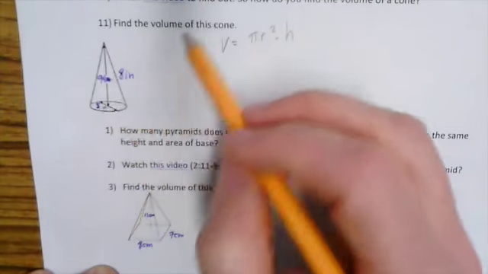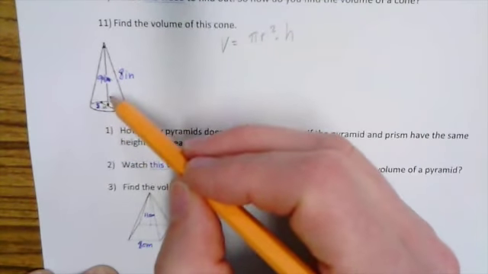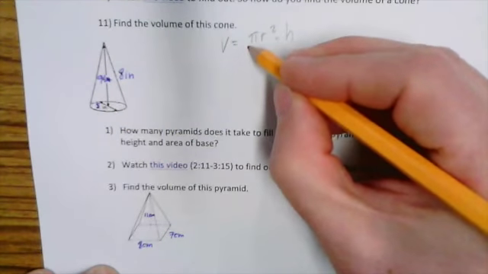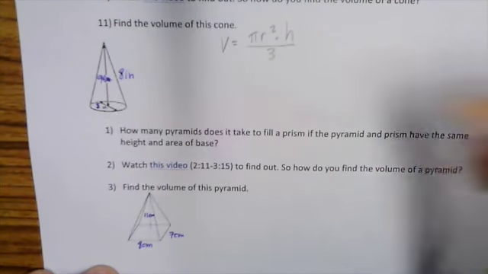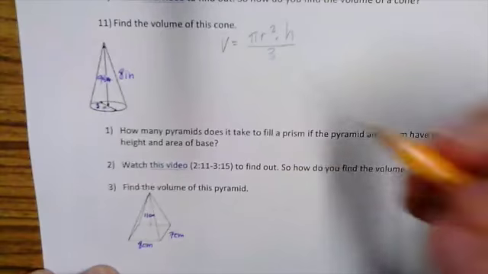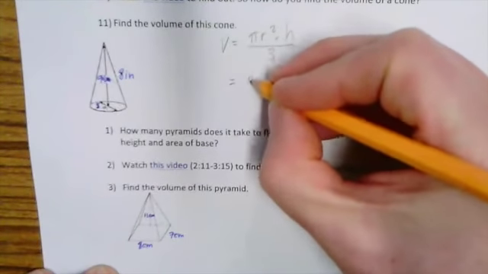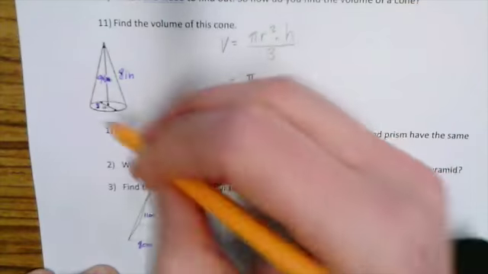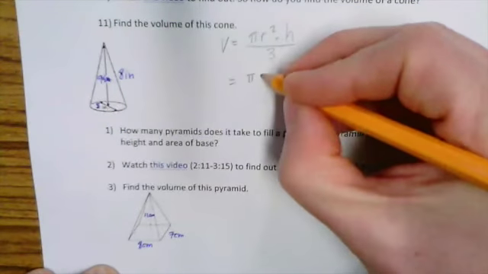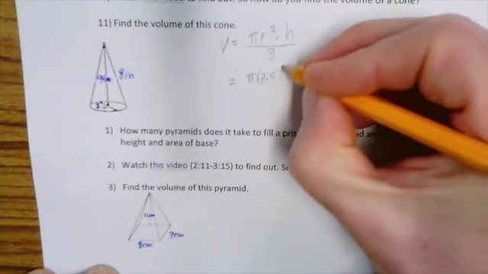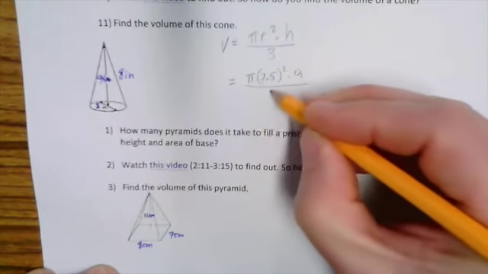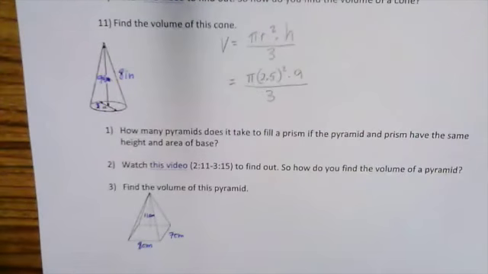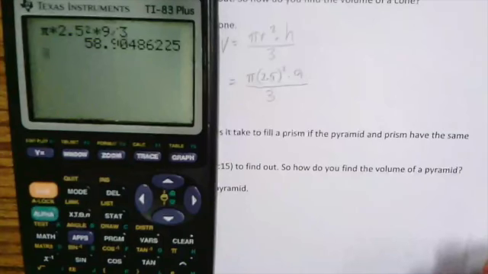But remembering that the volume of a cone is 1/3 of the volume of a cylinder, the only thing we have to do is make sure we divide by 3. Again, you can multiply by 1/3 or divide by 3. I like writing it as divided by 3. So I've got pi times my radius squared. The diameter they give me is 5, so the radius is half of that, which is 2.5 squared, times the height here, which is 9. That whole number divided by 3. And my calculator gives me 58.9 cubic inches.